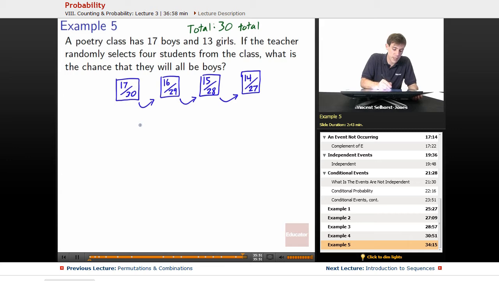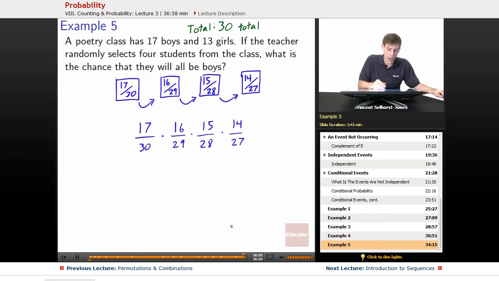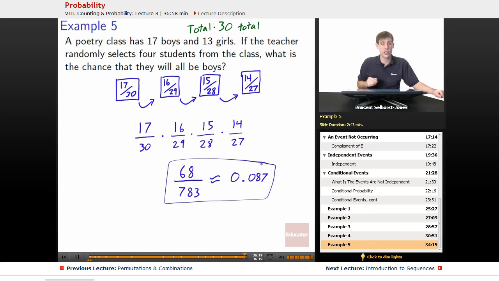So if we want to figure this out, conditional probability is we just multiply them all together. So 17 over 30 times 16 over 29 times 15 over 28 times 14 over 27. We work that out, and that winds up simplifying to the not that simple looking 68 over 783, which comes out approximately to 0.087. So we have a little bit less than a 10% chance, 0.087 chance of managing to pull all boys if we pull 4 students.